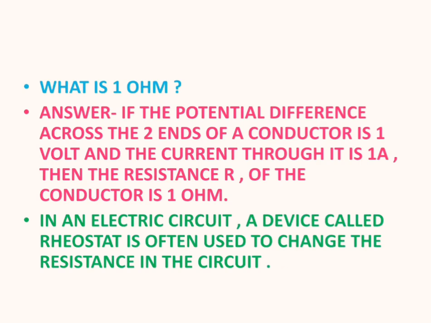And let me tell you one thing, we have already told you that V is directly proportional to I. That is, if potential difference increases, then current will increase. If current decreases, then potential difference will decrease. But guys, do you know that resistance is inversely proportional to current? Yes, resistance is inversely proportional to current. That means if resistance increases, then current will decrease, and if current increases, then resistance will decrease.